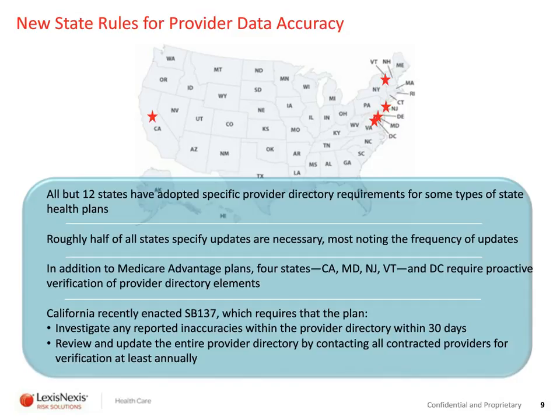And then specific states have further requirements, such as California's SB 137, which will be effective in July of this year. It requires that the plan investigate any reported inaccuracies within the provider directory within 30 days, and at least annually review and update the entire provider directory by contacting all contracted providers for verification. In addition to those verifications, online updates must be made within a week of gathering that information, and paper directories must be updated quarterly.